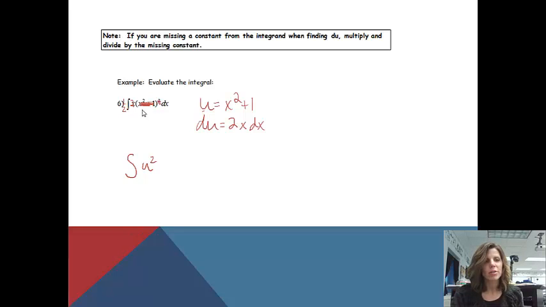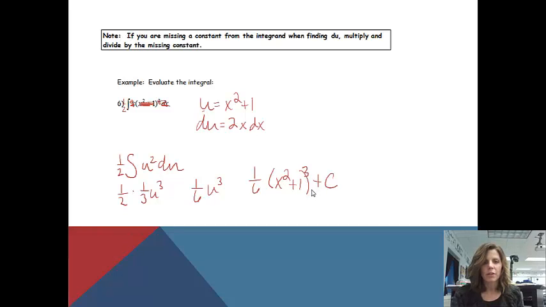So now I have this 2x and the dx. 2x and dx together make du, but now I have this 1/2 sitting out front. I'm now ready to evaluate my integral. So I'm going to have 1/2 times the integral of u to the second, which is 1/3 u to the third. If I multiply my fractions together, I get 1/6 u to the third. And then from here, I just need to plug my u back in. So I have 1/6 times x squared plus 1, to the third, plus c.